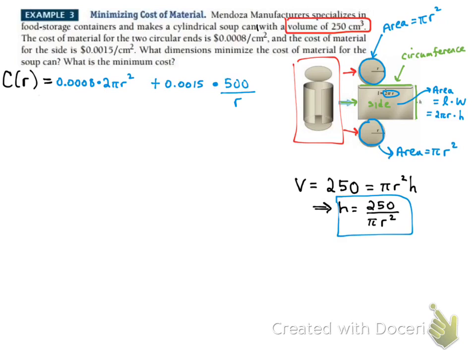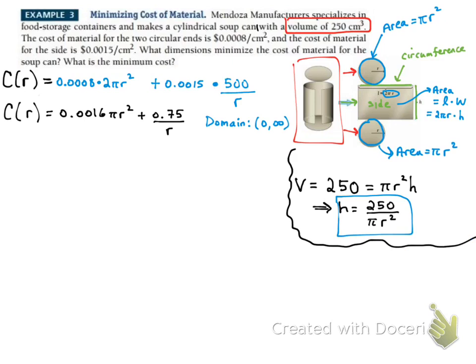So I can call the function c of r now because it just depends on one variable. Now let me clean this up a little bit by multiplying these constants together. And so I just get this for my cost function. Now let's think about the domain. We just need r to be strictly positive. So our domain is this open interval from 0 to infinity for the value of r.